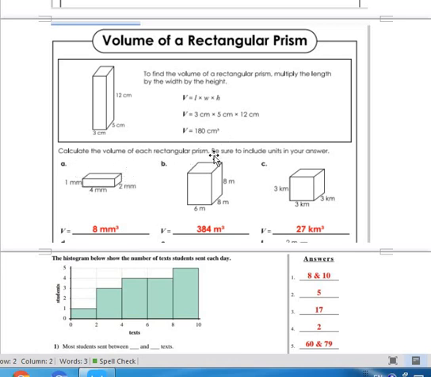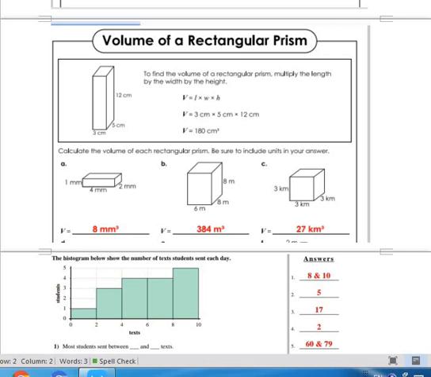Here calculate the volume of each rectangular prism. Be sure to include its units in your answer. Of course, units here are millimeters, so I'm going to write millimeter, power 3, or cubic millimeter, because here we have 3 dimensions. Do you remember when it was divided into cubes, and we were calculating this by adding all the cubes, and after this we were multiplying by the number of layers? So here the volume is 1 times 4 times 2, length times width times height. It gives you 8 cubic millimeters. And here the volume, I multiplied the same, length times width times height, so it gives me 384. And here 3 times 3 times 3 gives you 27 cubic kilometers.